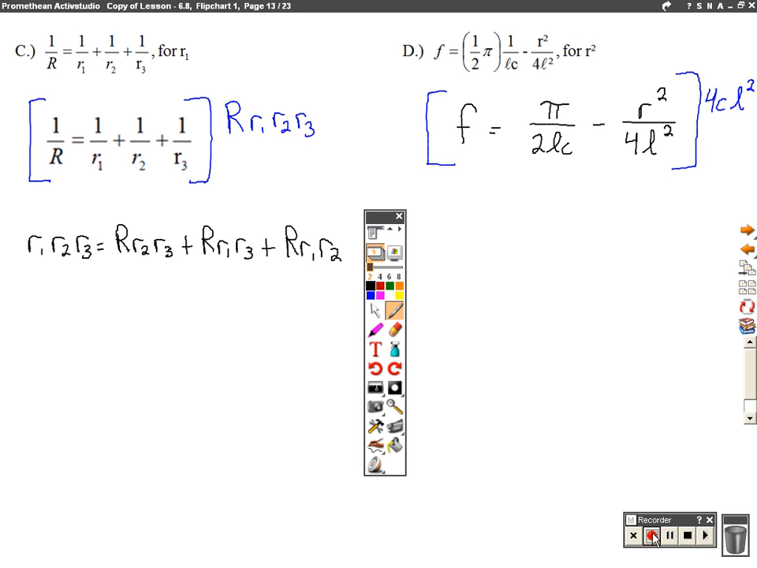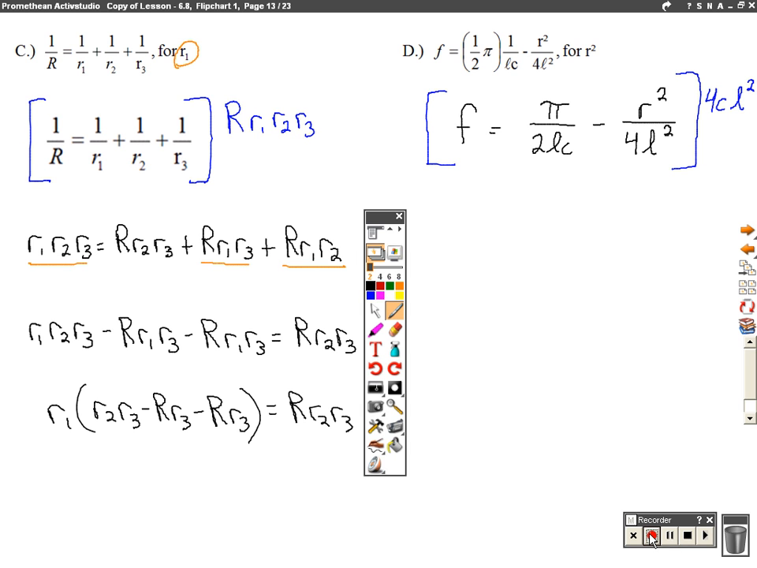I want to stop halfway through this letter C to point out to you that since I'm solving for R sub 1, once I multiply through by the LCD, I see there are 3 terms that contain R sub 1. So what I want to do from here is get all 3 terms containing R sub 1 on one side, factor out that common factor of R sub 1, and then divide through. So go ahead and pause and see if you can finish that up.